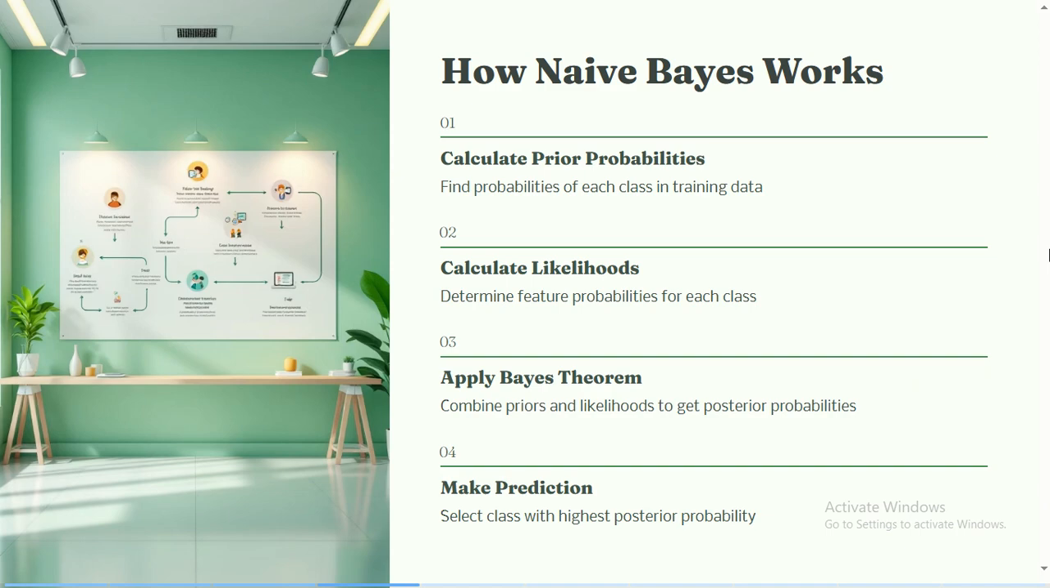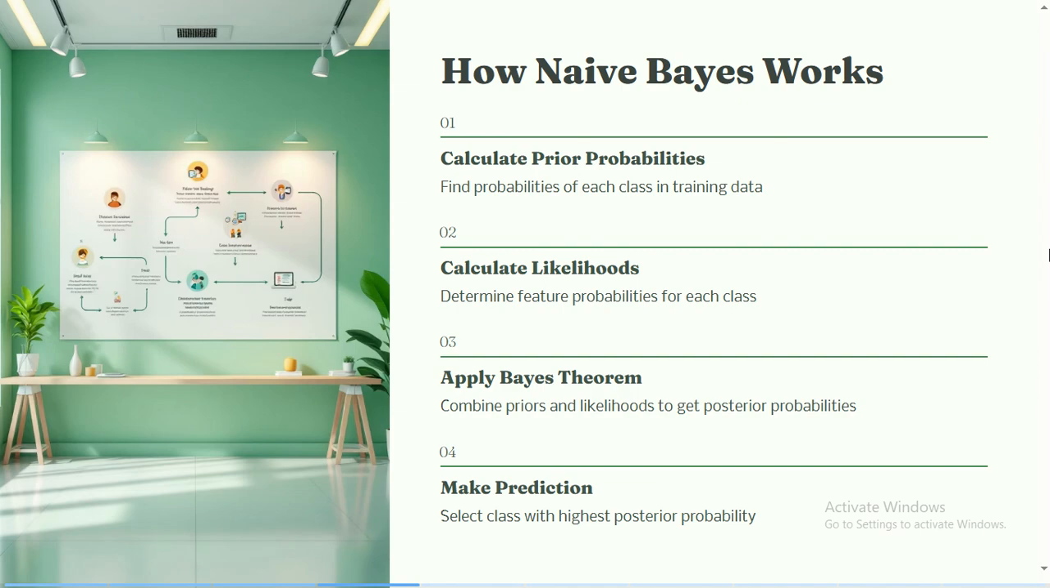Now let's understand how naive Bayes actually makes predictions. The algorithm follows three main steps. First, it calculates the prior probability of each class. For example, what percentage of emails in the dataset are spam. Second, it calculates the likelihood, which means how likely certain features appear in each class. For example, the word free may appear frequently in spam emails. Third, it combines these probabilities using Bayes theorem to calculate the posterior probability. Finally, the algorithm selects the class with the highest probability.